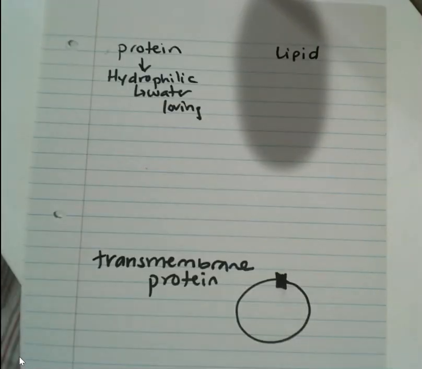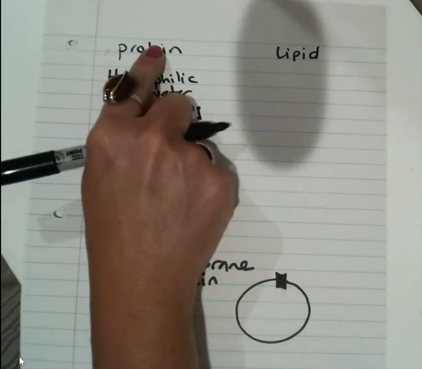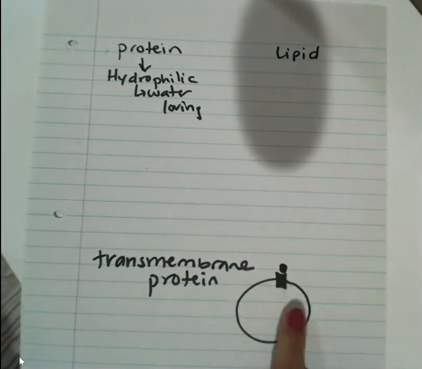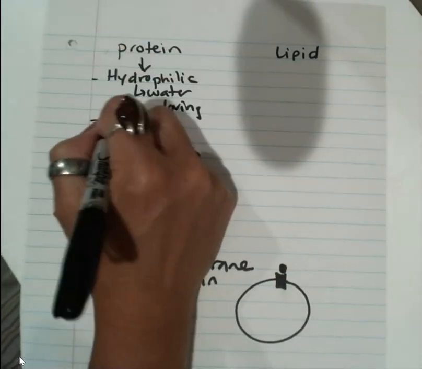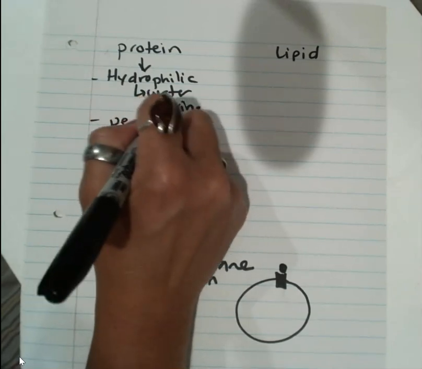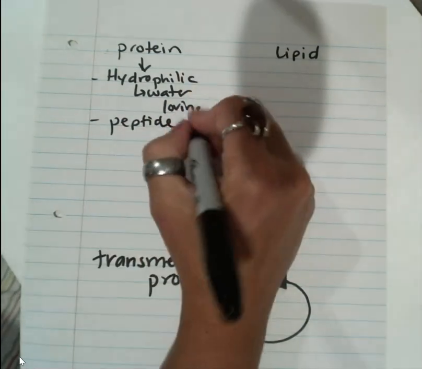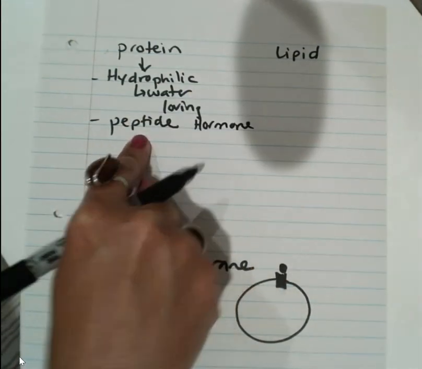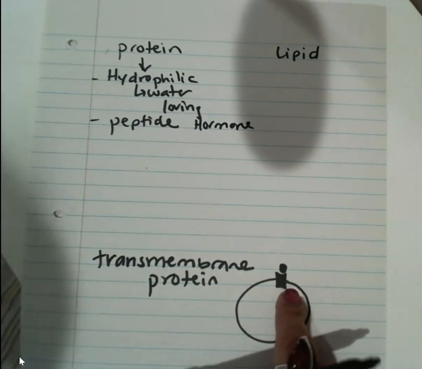So sometimes if a ligand is described as hydrophilic, you know it's a protein-based ligand and will attach on the surface of a cell membrane. Sometimes they can be called peptide-based hormones. So if you see the words peptide hormone, that is also referencing a protein-based ligand that will attach to a transmembrane protein receptor.